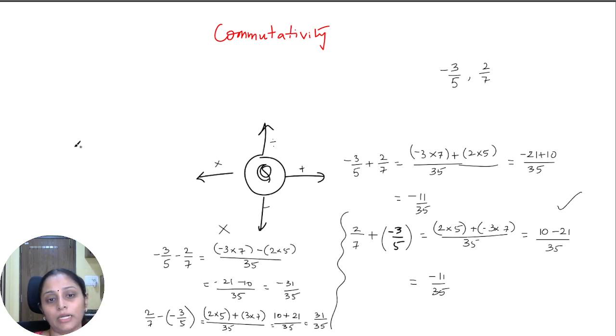Now coming to multiplication, I have minus 3 by 5 into 2 by 7, which is minus 6 by 35.